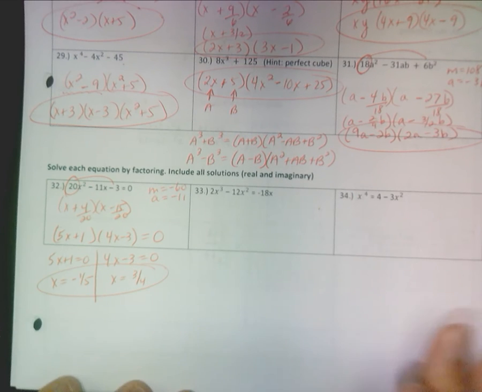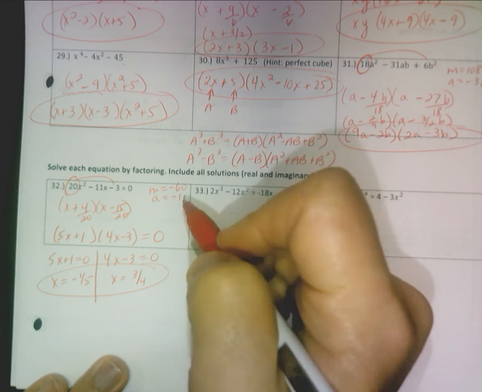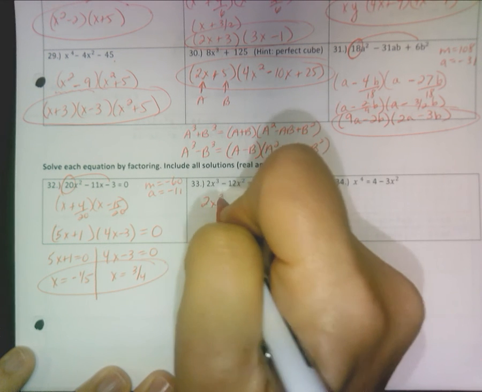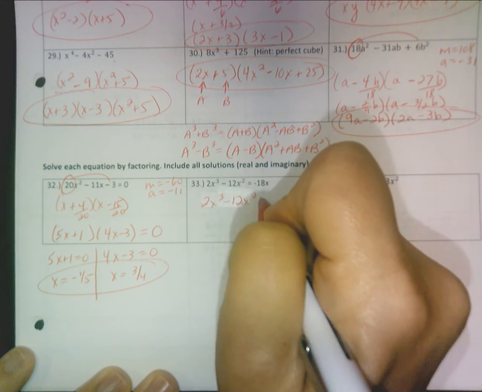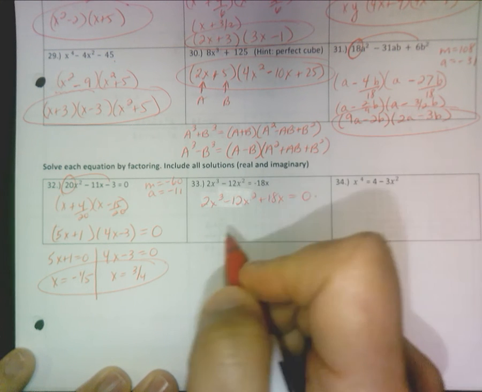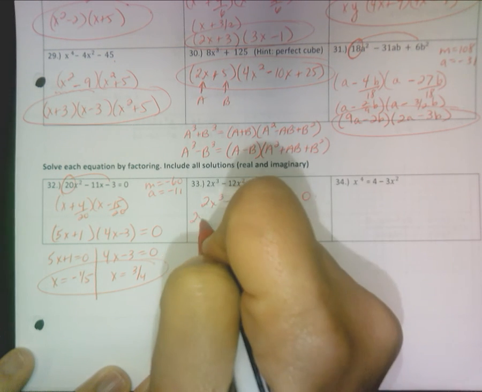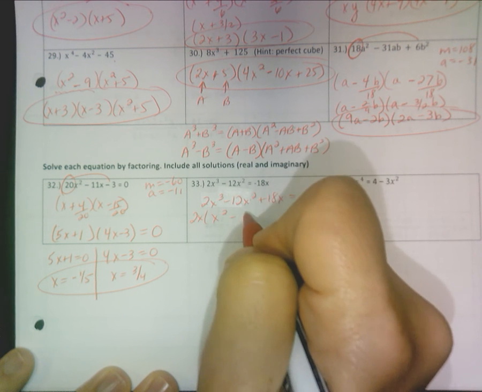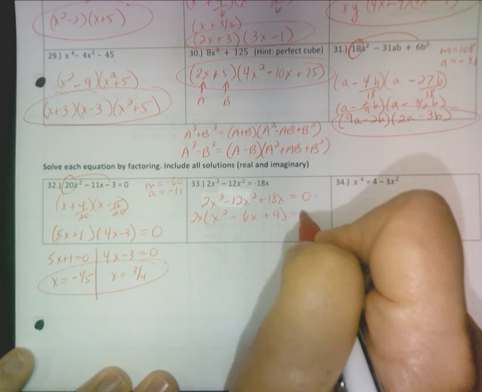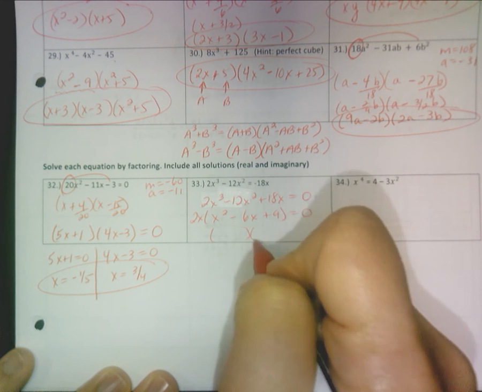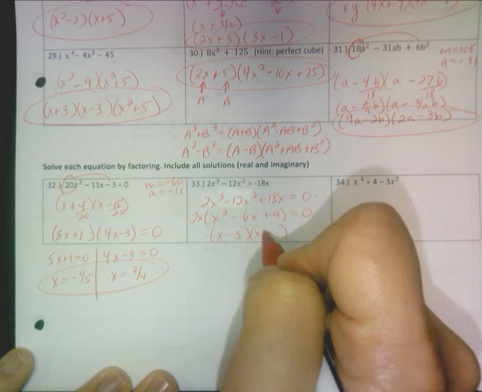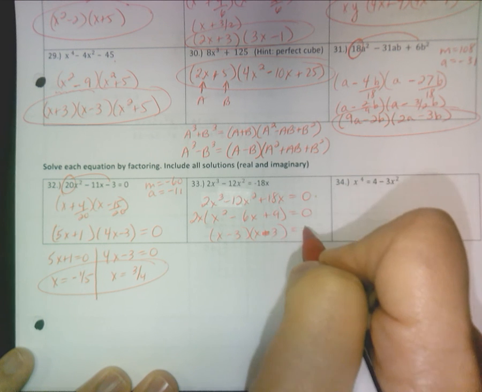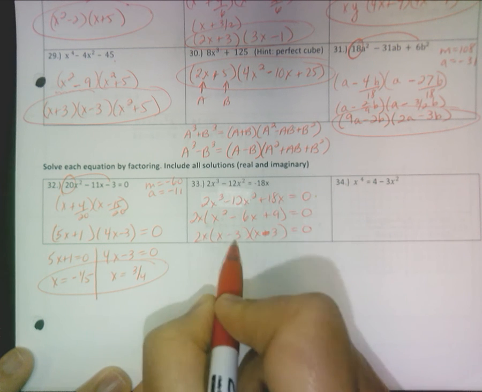For this one, it is not set equal to 0, so we're going to need to set it equal to 0. 2x cubed minus 12x squared plus 18x equals 0. They do have something in common, so we're going to factor out a 2x, left with x squared minus 6x plus 9. And then this trinomial can factor into x minus 3 and x minus 3 equals 0. And then you're going to set each one of these equal to 0.